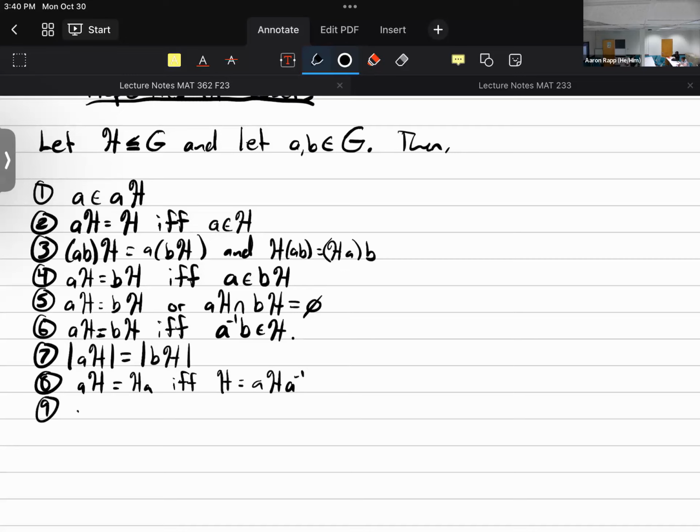And then last one, also one that we already kind of noted. That left coset, which consequently is also the right coset, will end up being a subgroup of G if and only if that element that you chose is coming from that subgroup H.